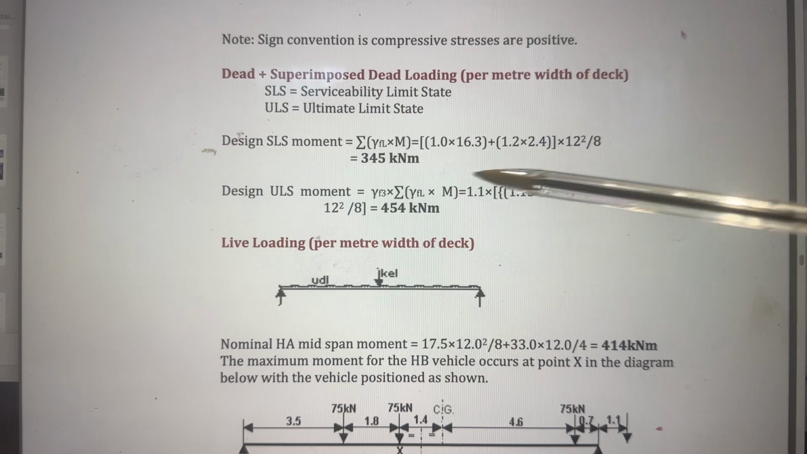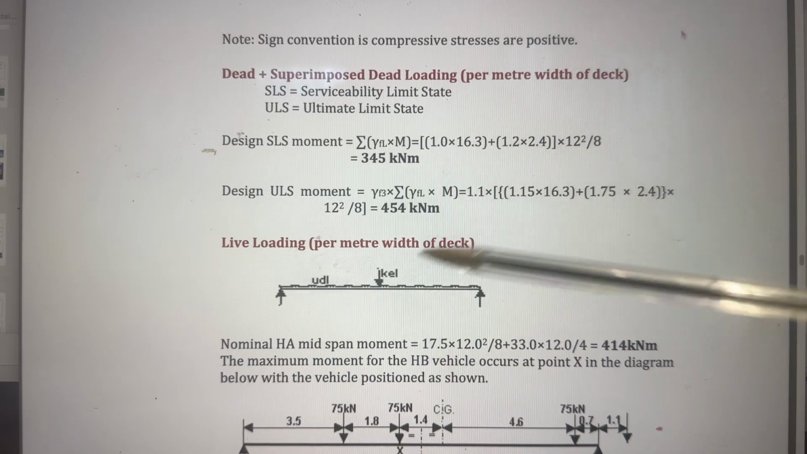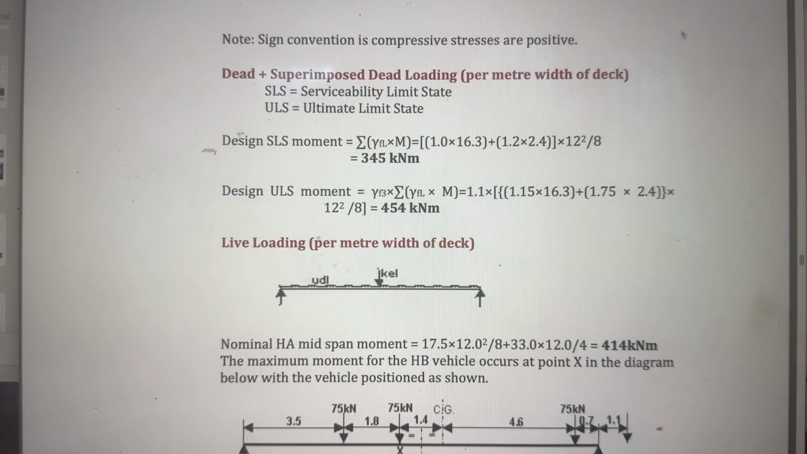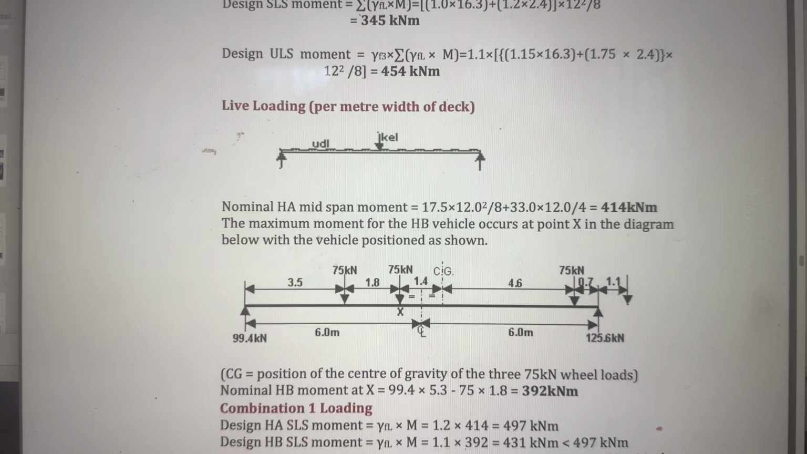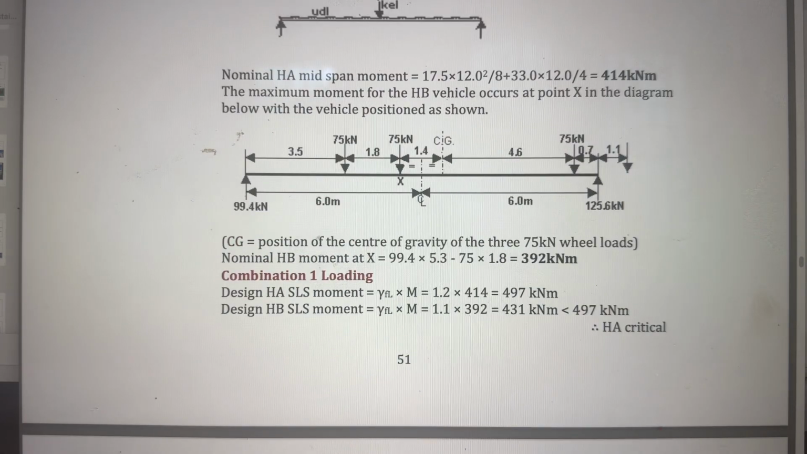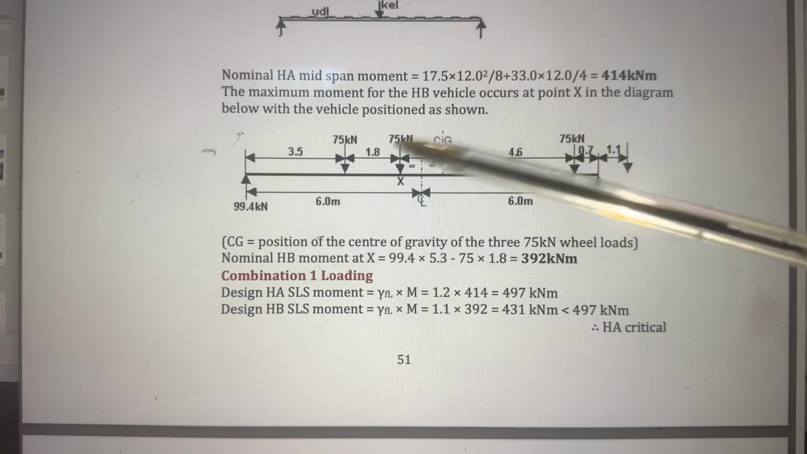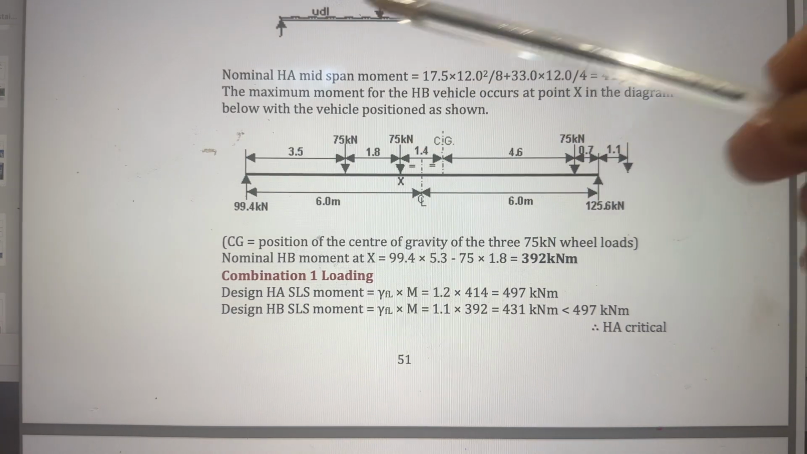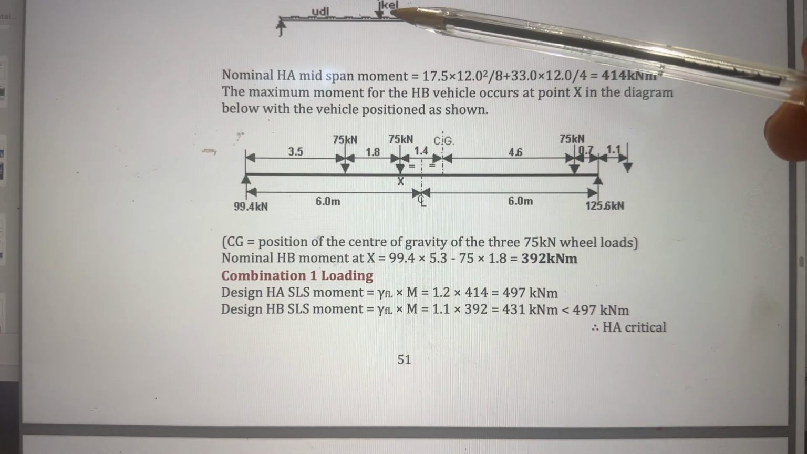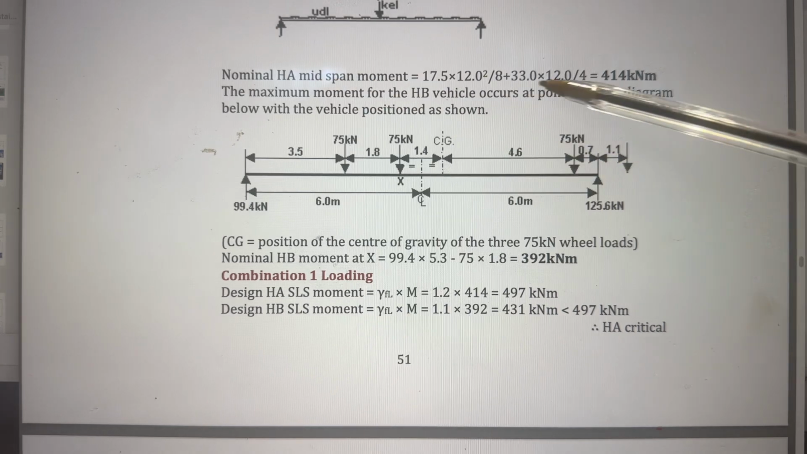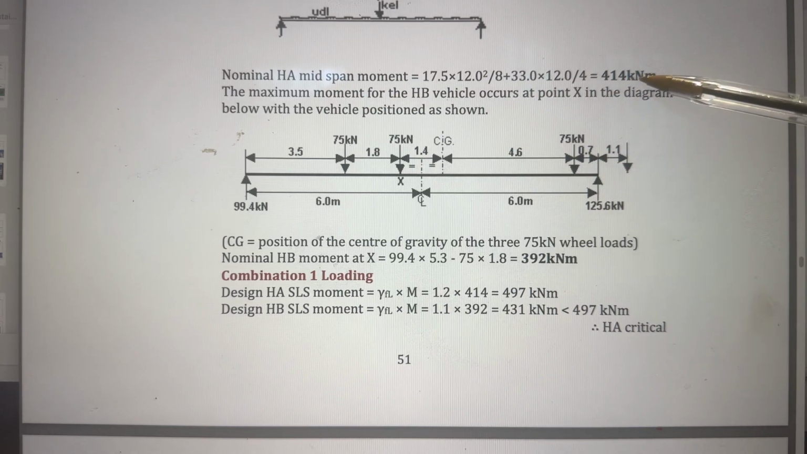Once you finish with the permanent load, you come and start calculating the live loading. Live loading is composed of two loadings. One is the HA loading, which we talked about. HA is also composed of uniformly distributed load plus knife edge load. You calculate this together and you get the moment.